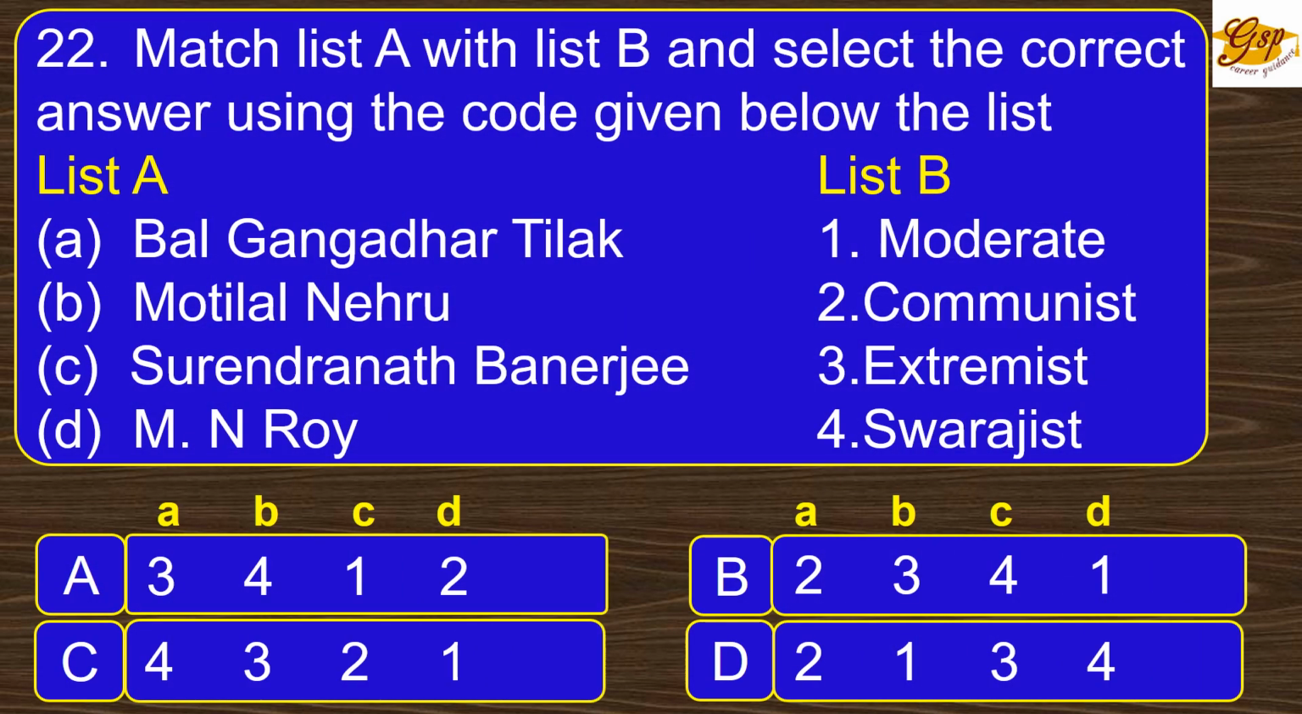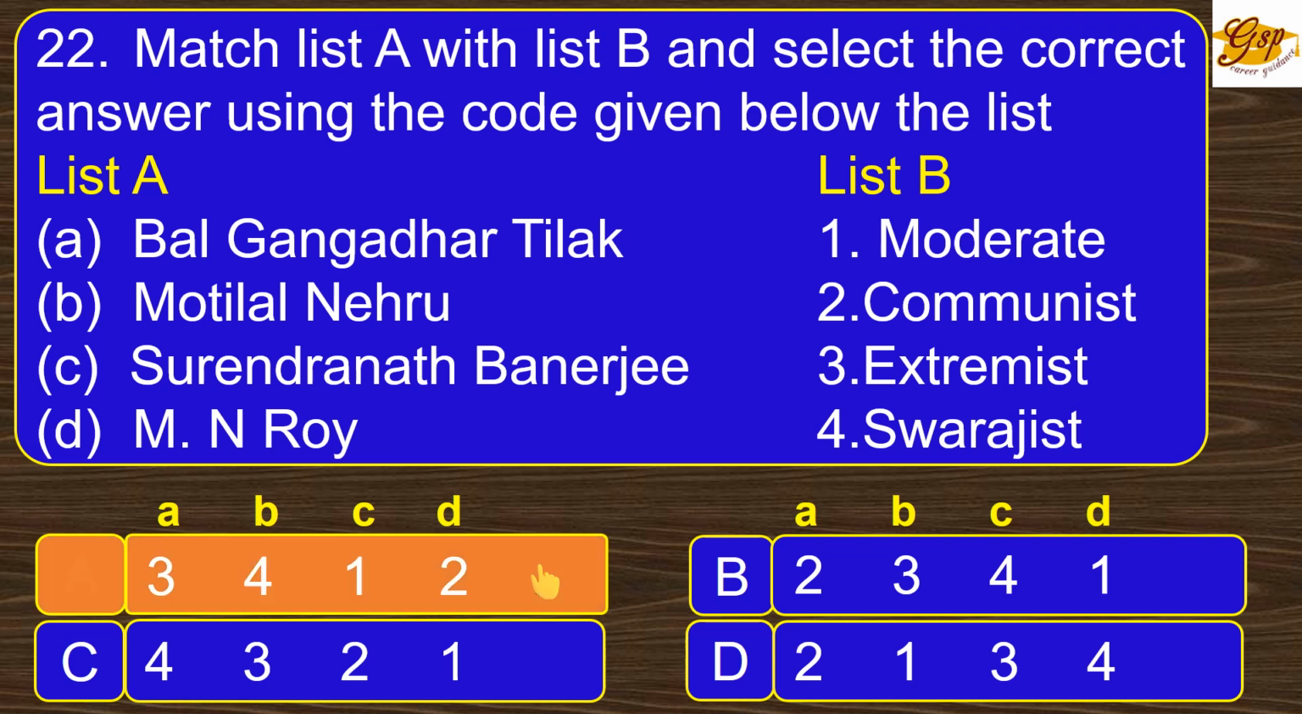22nd question. Match list A with list B and select the correct answer using the codes given below. Balagangadhar Tilak, moderate. Motilal Nehru, communist. Surendranath Banerjee, extremist. M.N. Roy, Swarajist. The correct answer is A: 3, 4, 1, 2. Balagangadhar Tilak, extremist. Motilal Nehru, Swarajist. Surendranath Banerjee, moderate. M.N. Roy, communist.